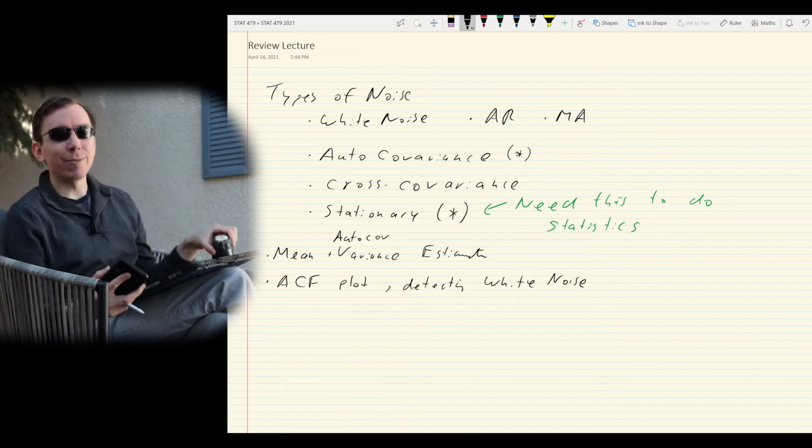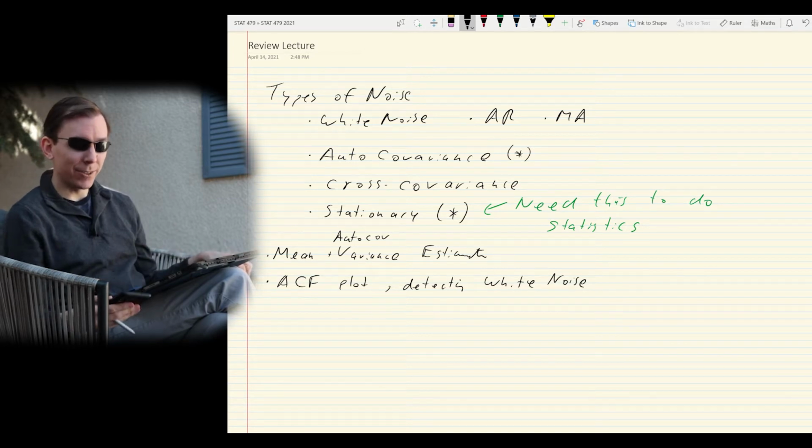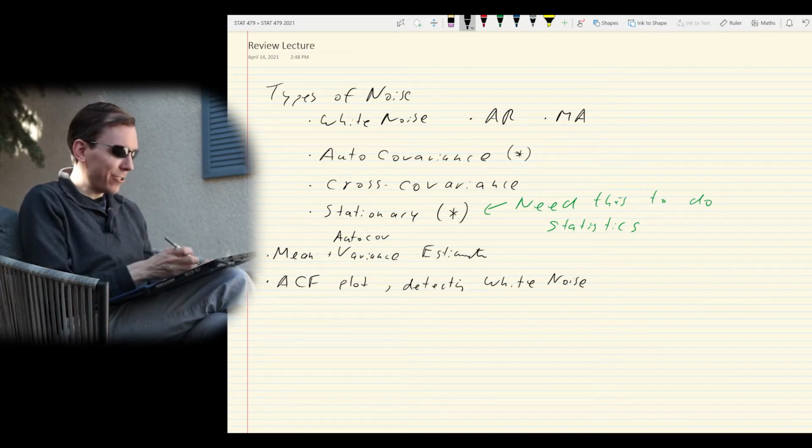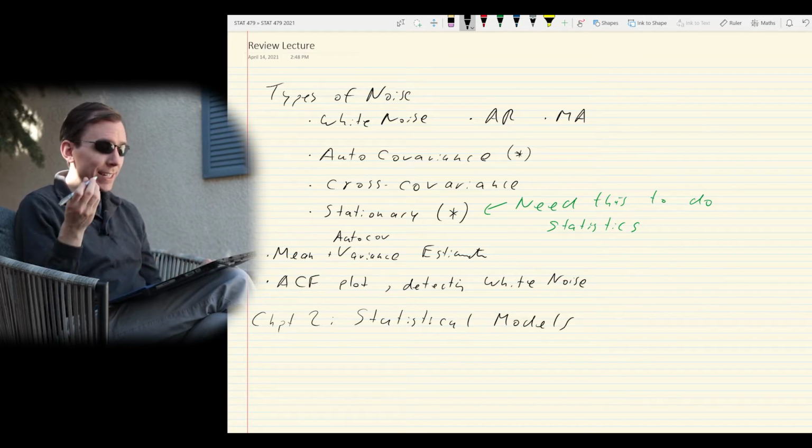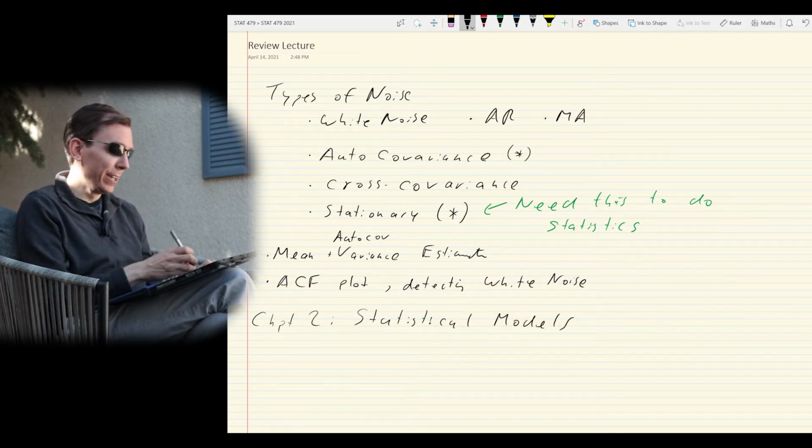Right, well, that is roughly what we did in chapter 1 of these notes. In chapter 2, we actually started to look at statistics. So in chapter 2, we actually did statistics with time series statistical models. Now, when we're doing statistical models with time series, the first thing we looked at was just linear regression.